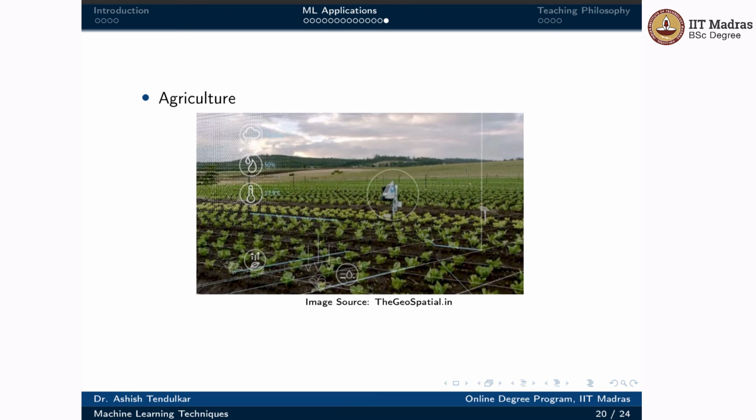Machine learning is also used in agriculture to manage farms by providing recommendations for water schedules, pest detection, and yield prediction. There are so many machine learning applications and there would be hardly any area or domain where machine learning has not been applied as yet.